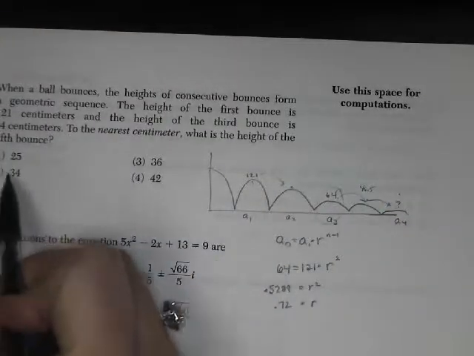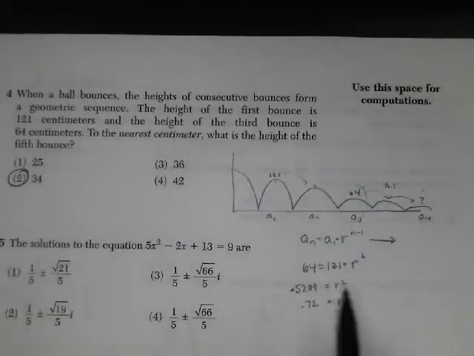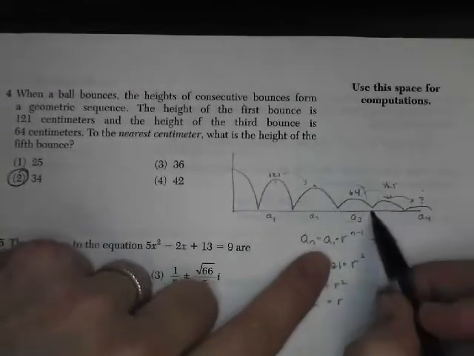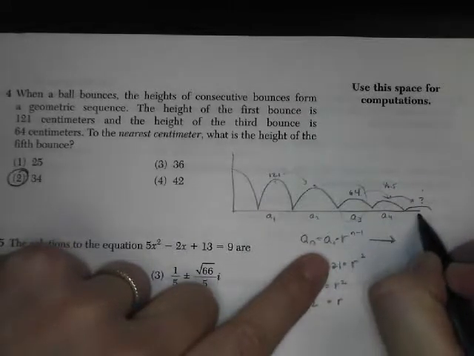So 33.85 is closest to 34. I sort of did that conceptually. You could go and use this again. If you're now looking for your, oops, that was not my fourth bounce. That was a sub 4 and this was a sub 5.